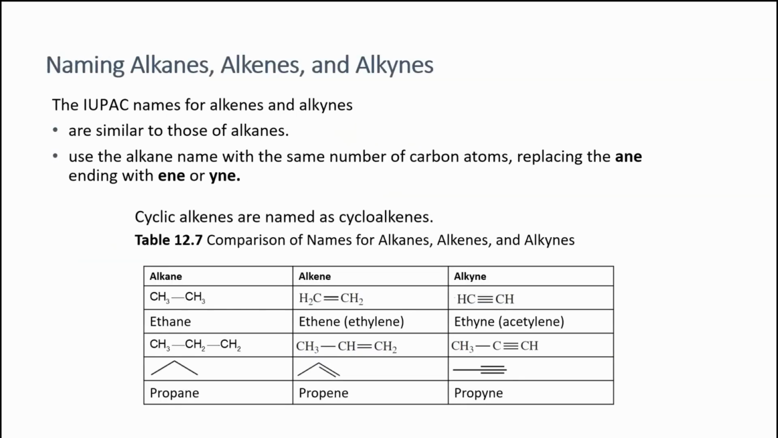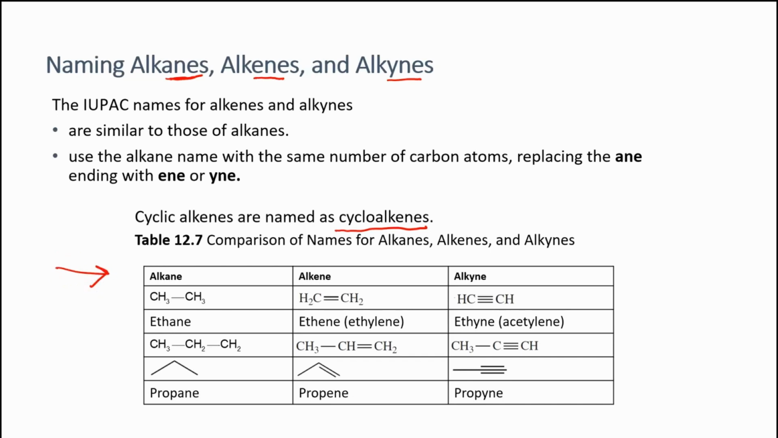Okay, the IUPAC naming for alkenes and alkynes is very similar to alkanes. The only difference is you just have to replace the ane in alkanes with ene or yne for alkenes and alkynes respectively. And cyclic alkenes are named as cycloalkenes. We'll do that in the future slides. Now let's see a comparison of the names for alkanes, alkenes and alkynes in here.